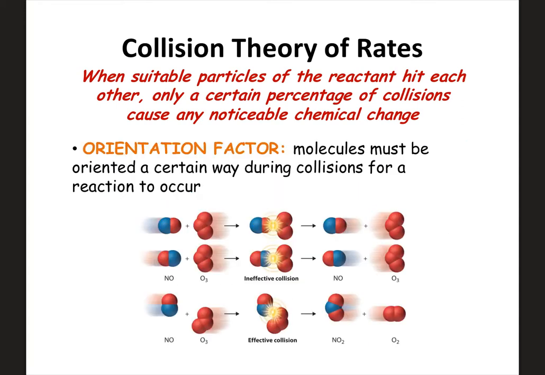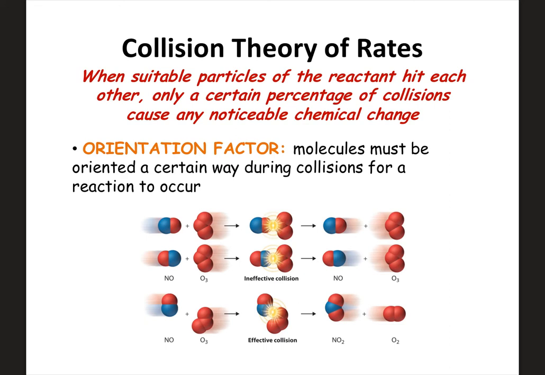As I said on the previous slide, only a certain amount of the collisions between reactant particles actually leads to a chemical reaction, right? Actually leads to a reaction taking place. So you need enough energy, but there's something else here called the orientation factor. Molecules must actually hit a certain way during these collisions in order for a reaction to take place. So not only do you have to have enough energy when you collide, but sometimes you have to collide in the proper orientation in order for a successful collision to occur.